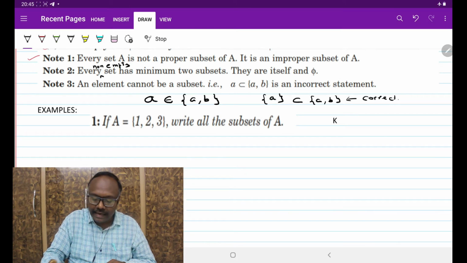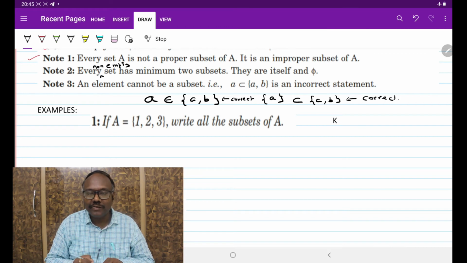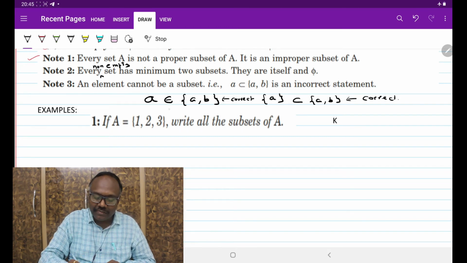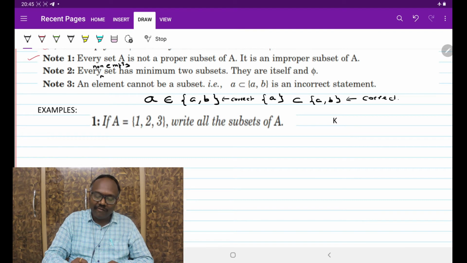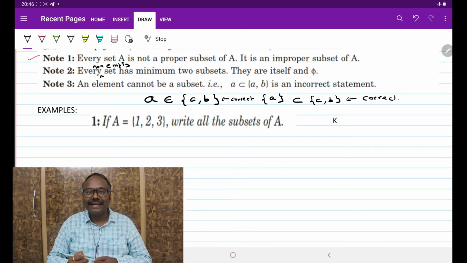and A belongs to {A, B} is a correct statement. So this is how we present the right symbol when we are writing the set which contains A, B. If you want to write A is a member of the set containing A, B, we write A belongs to {A, B}. This is correct. Or if you want to make use of the subset symbol, then {A} is a subset of the set containing A, B.